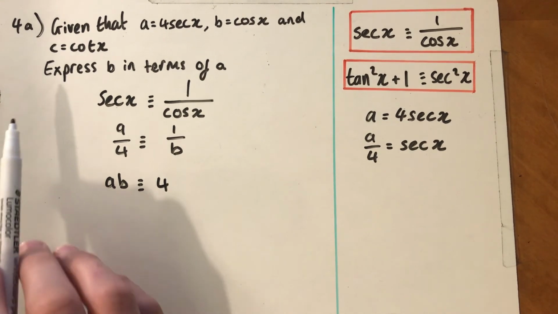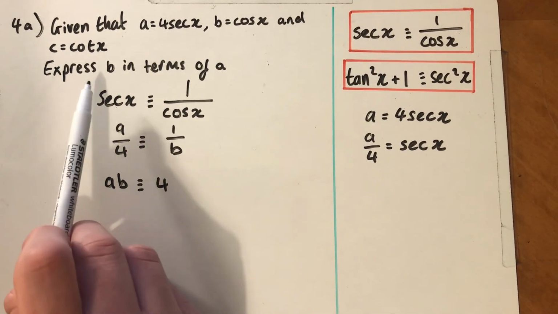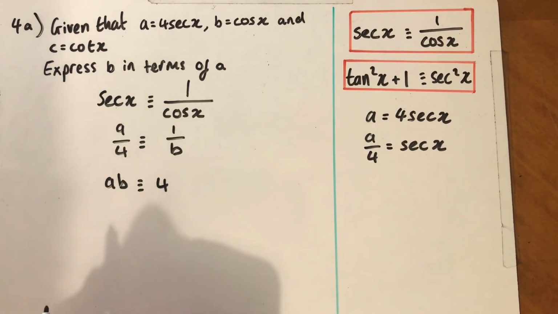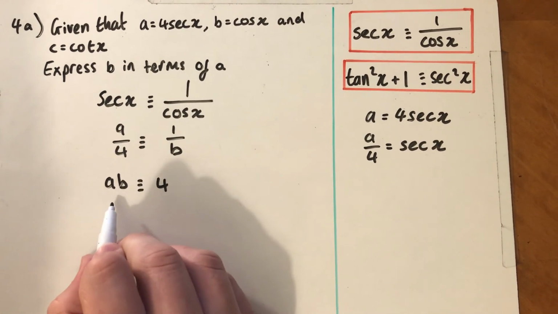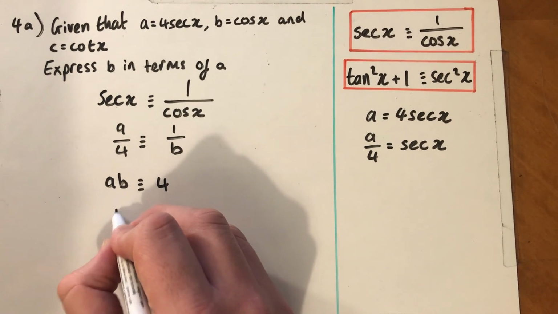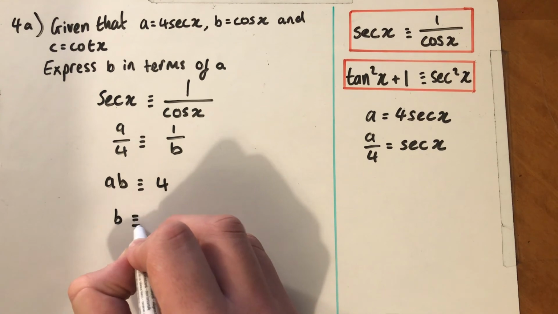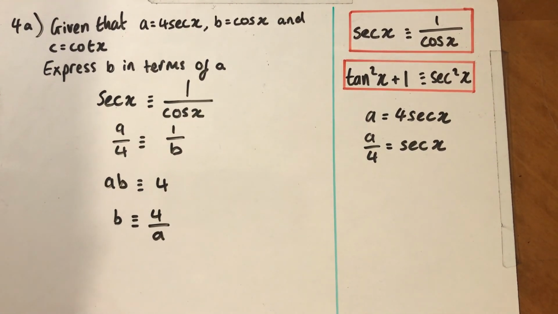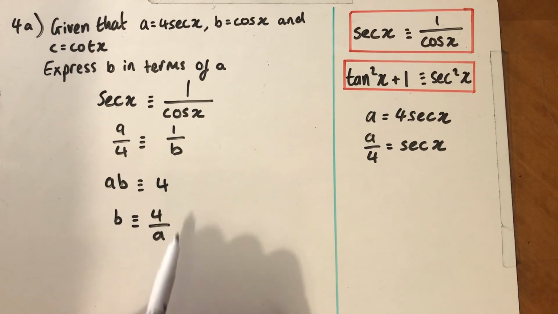Now the question has asked us to express b in terms of a. Okay, so that means they want b by itself. So what I'm going to do now is divide by a in order to rearrange to get b. So you should find that b is identical to 4 over a. Okay, and now I've expressed b in terms of a.